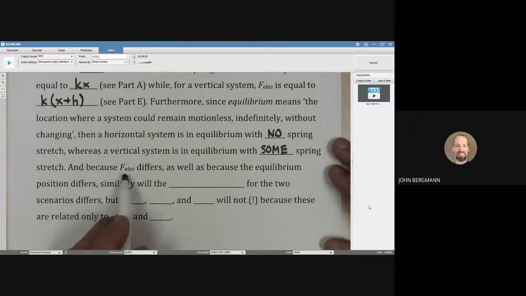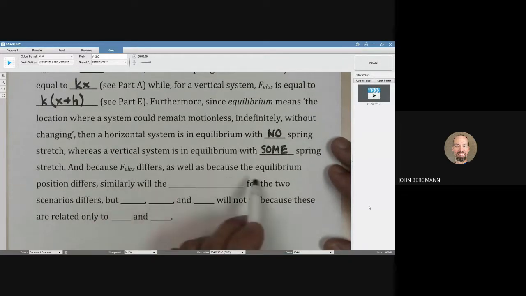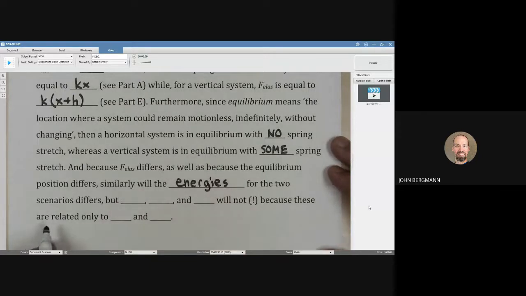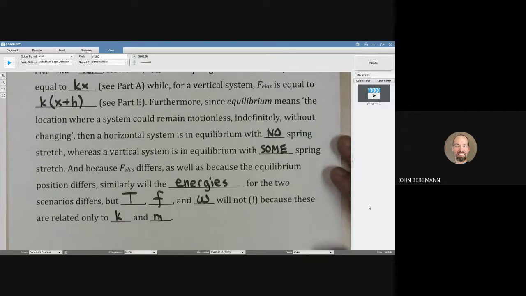And because the elastic force differs, as well as because the equilibrium position differs, similarly will the energies for the two scenarios differ. But the period, the frequency, the angular frequency of the motion will not differ, because those are related only to k and m. As long as k and m are the same for our horizontal and our vertical system, the period won't be affected. Similarly, you can see the amplitude isn't mentioned at all here. Amplitude doesn't affect period, frequency, or angular frequency at all.